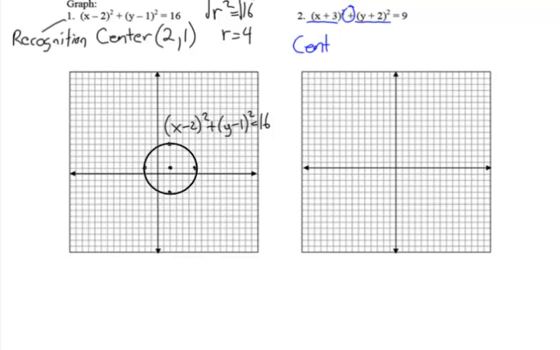Now here's where we're going to take the opposite. So I've got positive 3, so the center is going to be negative 3, and negative 2, so that means the center is the point (negative 3, positive 2). And then r squared equals 9, so we take the square root and we get 3.